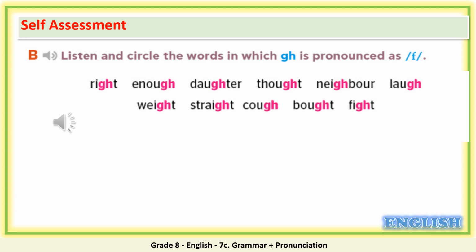B. Listen and circle the words in which GH is pronounced as F. Right. Enough. Daughter. Thought. Neighbour. Laugh. Wait. Straight. Cough. Bought. Fight. Now check your answers.